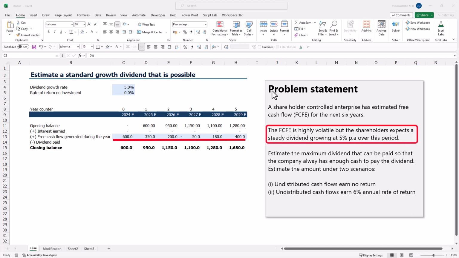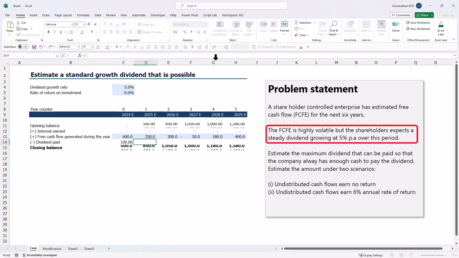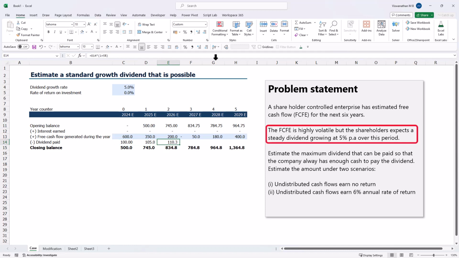The shareholders, on the other hand, do not want this uncertainty in their cash flows. They want a dividend that is fixed and growing at a steady rate. They want the dividend to grow at 5%. So if the first year dividend is 100, they would expect the second year dividend to be 100 times 1 plus 5%, which is 105, and the third year dividend to be 110.25 and so on.